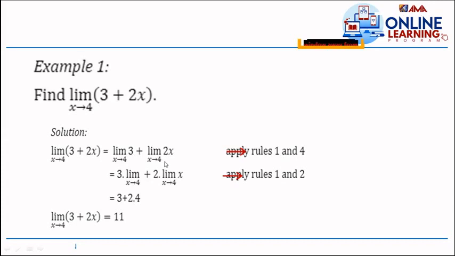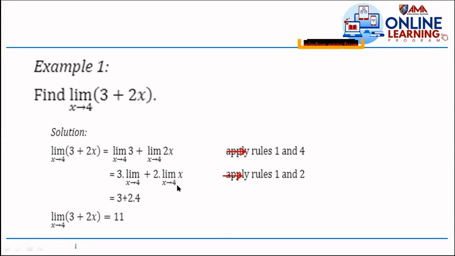Okay? So sa limit 3, wala tayong problema, no? Pero sa limit 2x, 2x is a product of 2 times x. So, ibig sabihin nun, ang factor ng 2x is 2 multiplied by x. So, we are going to use the rules in product. So, ito ngayon, pinag-iwalay na siya. 2 times limit of x as x approaches 4. So, in-observe natin yung rules doon sa product.